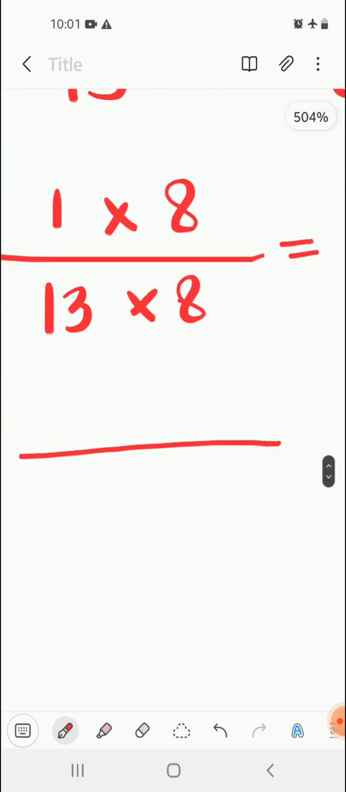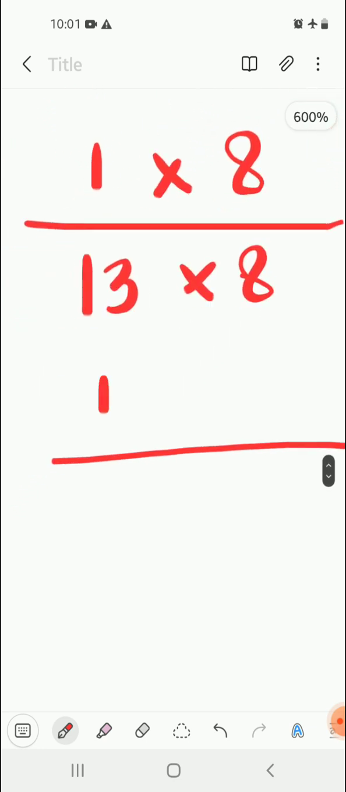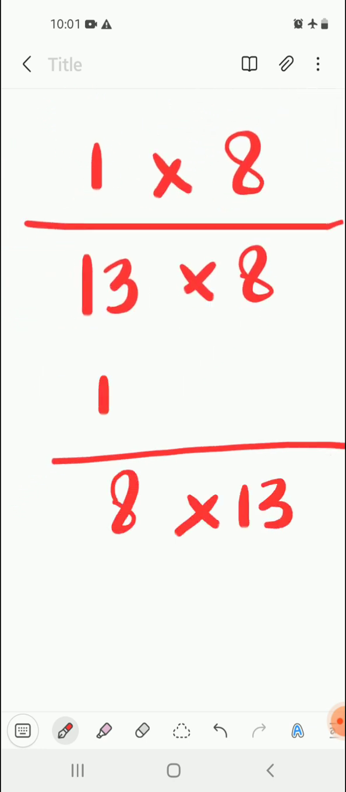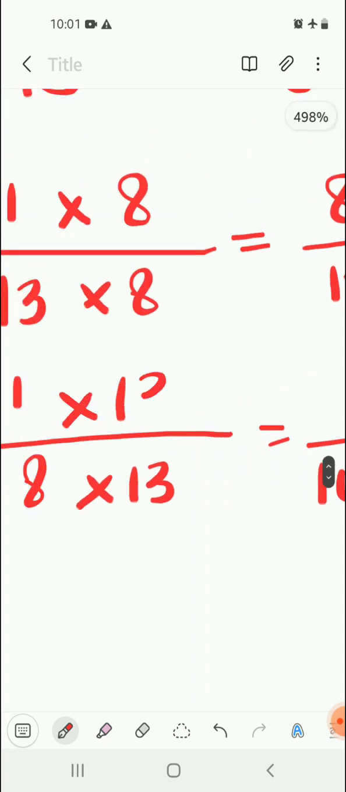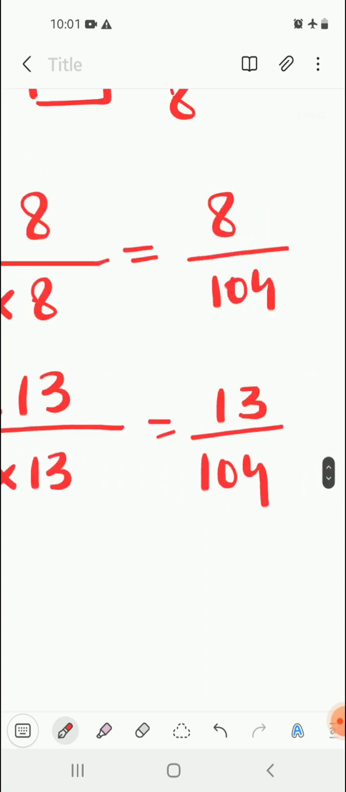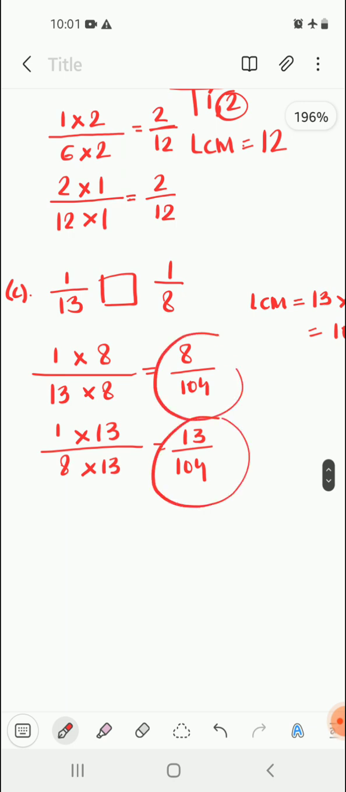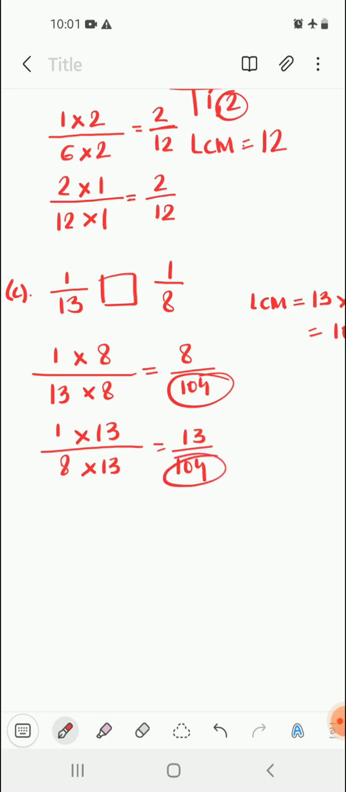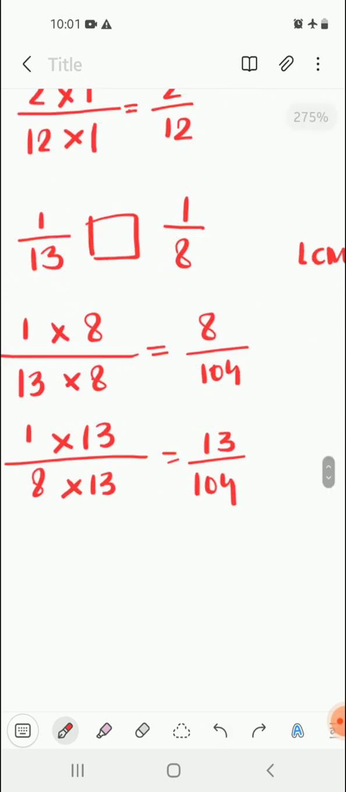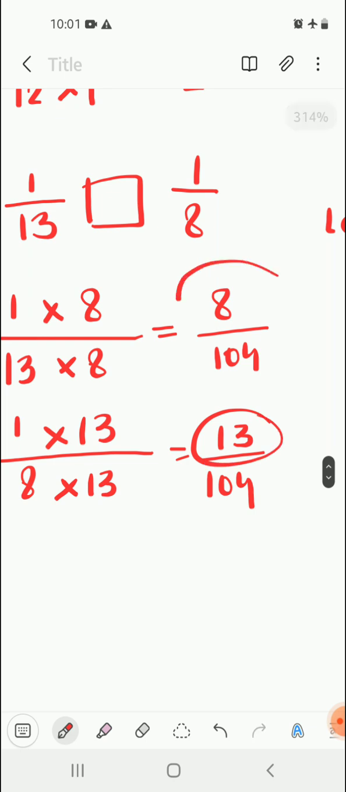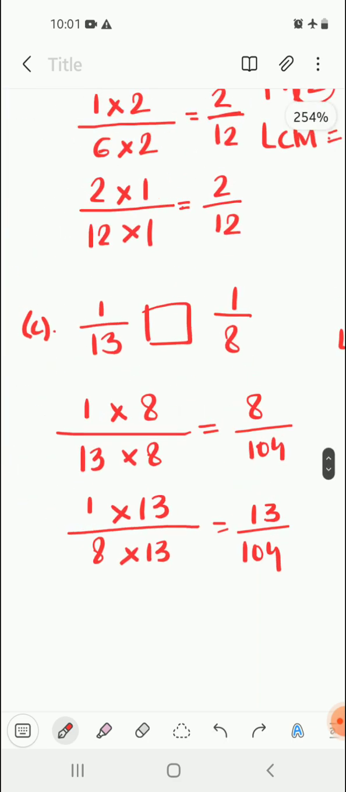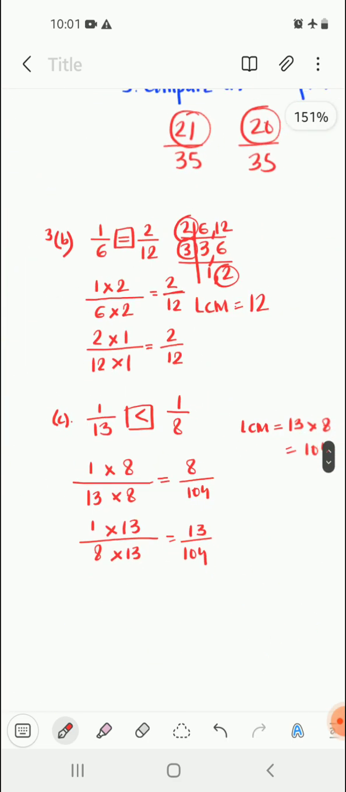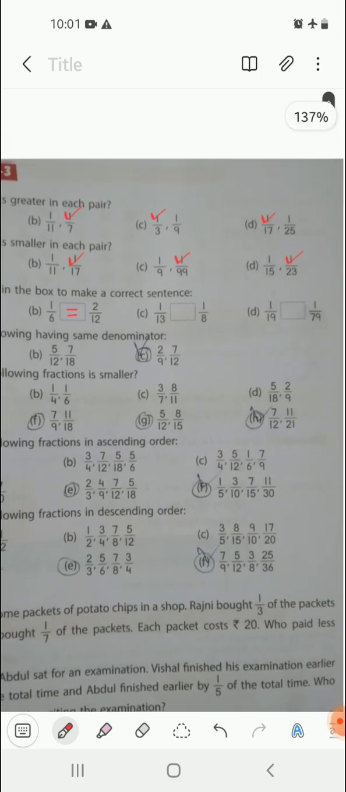Again, we'll follow the same step for the next fraction, that is 1 by 8. We know 8 into 13 is 104. So we'll multiply the same with the numerator. So 1 into 13 is 13. Now you see 8 by 104 and 13 by 104. Both places the denominators are the same, 104, so this will be treated as a like fraction. Here we compare the numerators, and 13 is greater. So 13 by 104, that is actually 1 by 8, is the greater fraction.